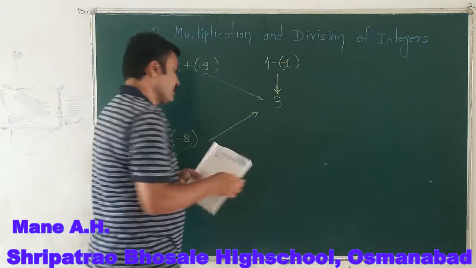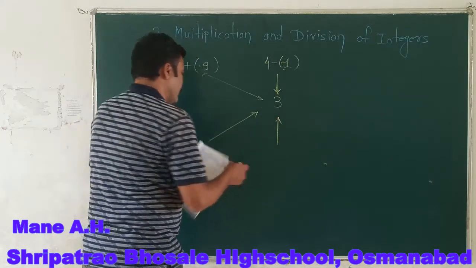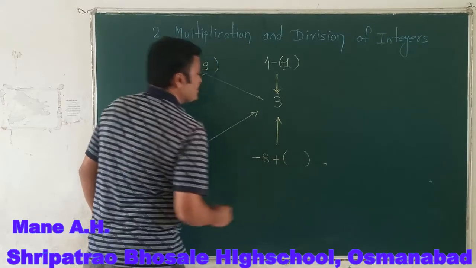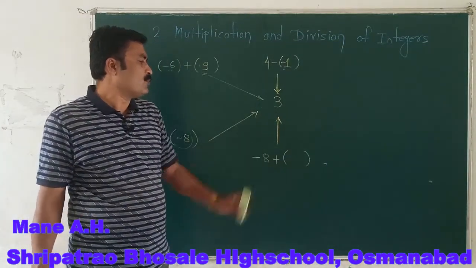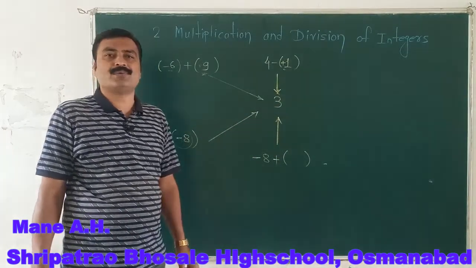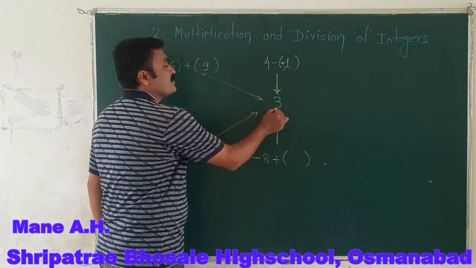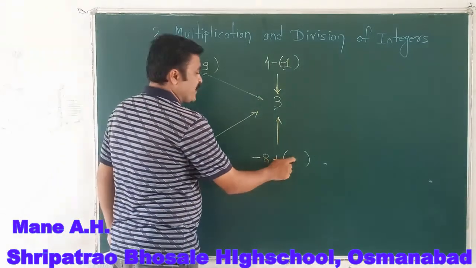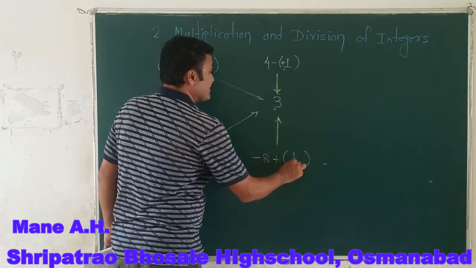Thereafter the next condition is given in this way to find the answer, that is -8 plus into bracket close. -8 is a negative integer; which integer should we add so that the answer of the addition is 3? We have to find that. So if we think here, we want the answer +3, a positive integer, which means the integer in the bracket must be positive. So -8 + 11.